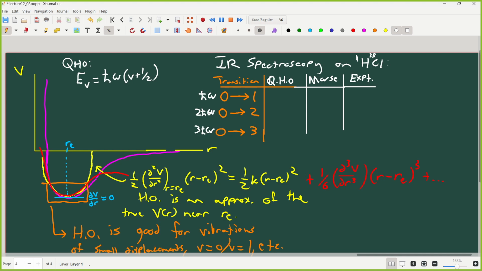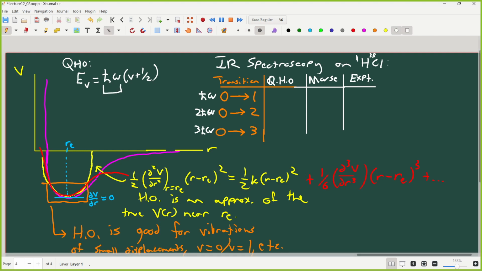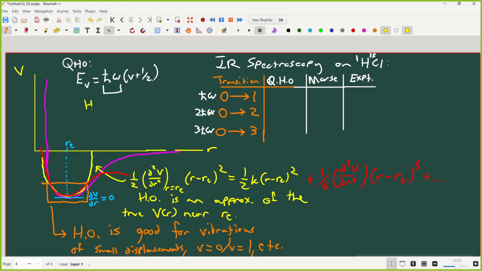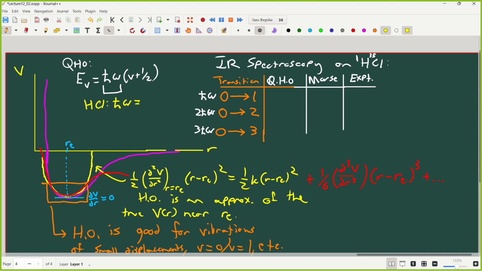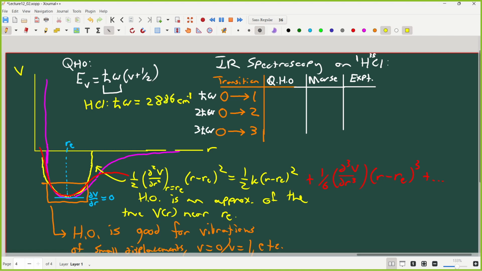And I just looked it up on NIST. NIST has these numbers available. And for HCl, h bar omega is 2886 wave numbers. All right, we're using a different energy than joules here. We're using wave numbers. You guys are probably familiar with wave numbers from doing IR. So we'll just stick with that, and we'll talk about wave numbers later. But anyway, it's an energy type.